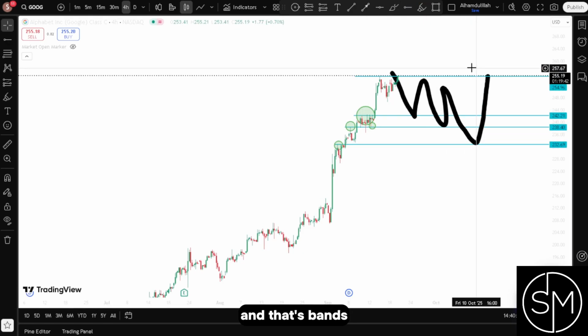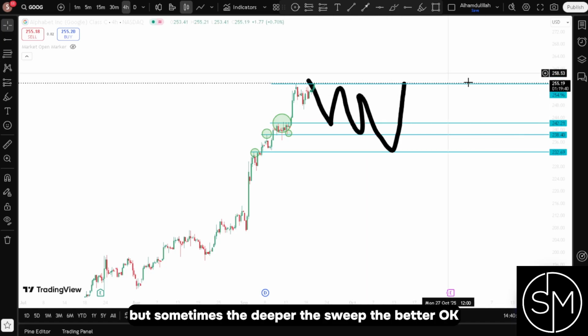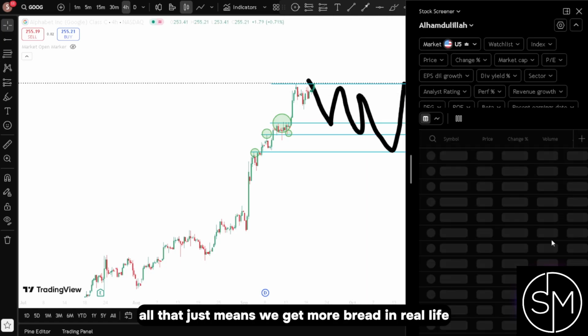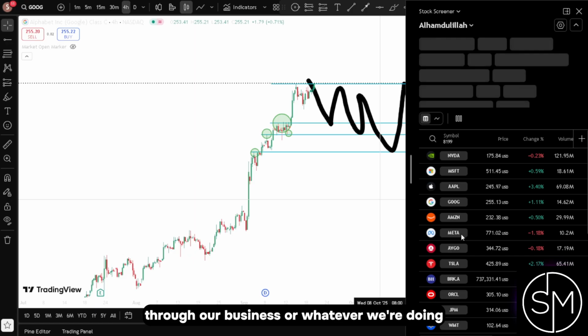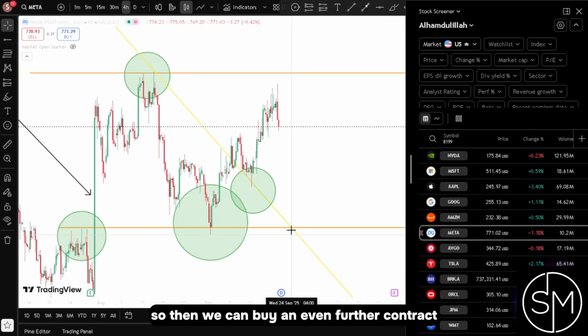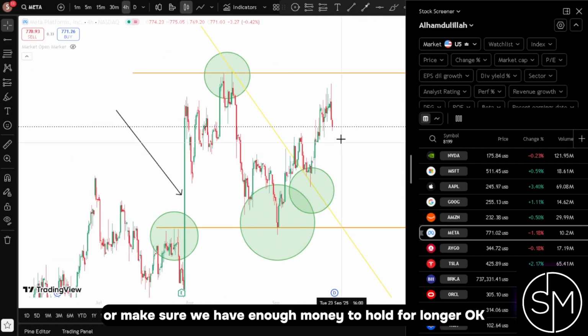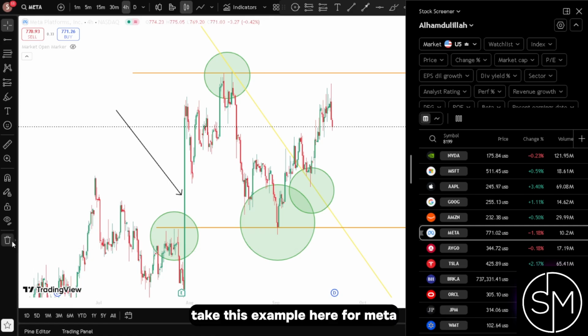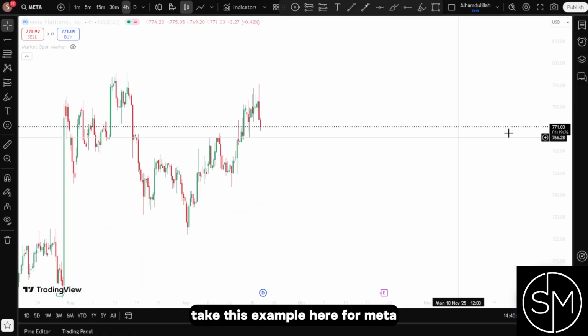Okay, and that's bands. So sometimes the deeper the sweep, the better. Okay, all that just means we get more bread in real life through our business or whatever we're doing. So then we can buy an even further contract or make sure we have enough money to hold for longer. Okay, take this example here for Meta.